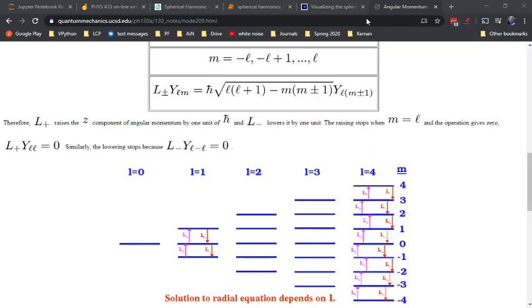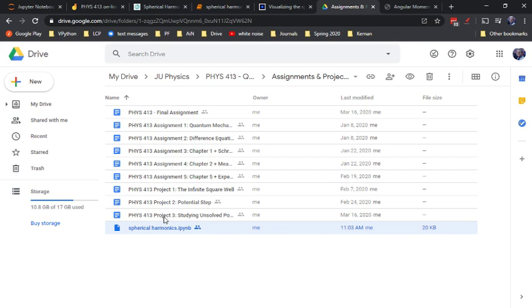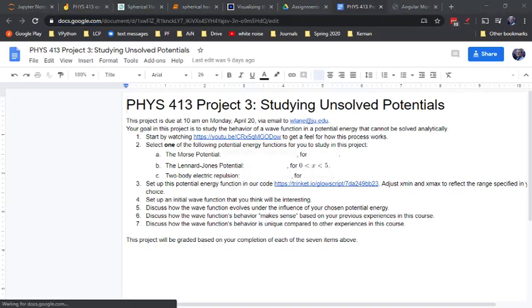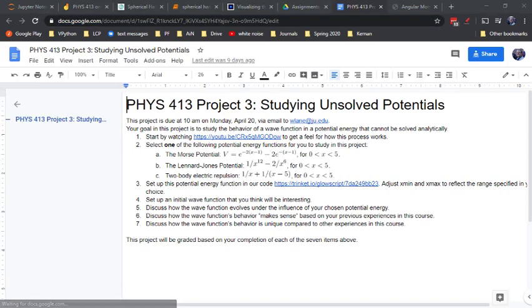Let me bring that up here. And that is, it's here in our class folder. I'll open that and then put that into the chat. Project 3, there we go. So this is due on April 20th. So you have just under a month to finish this.